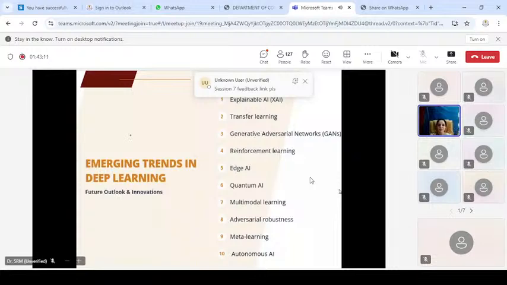So please buckle up as we dive into these exciting advancements which are redefining what is achievable with deep learning. Explainable AI, we call it XAI. Would anybody like to give your thoughts about this topic? Explainable AI?